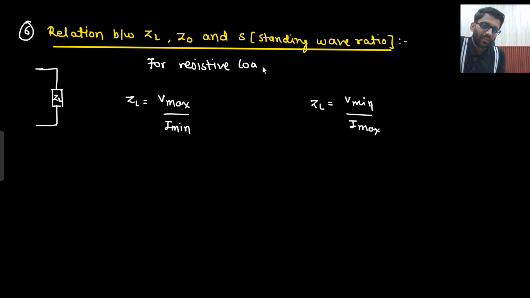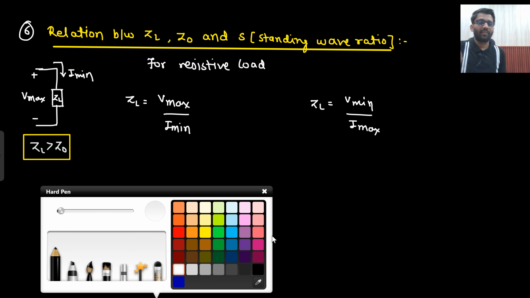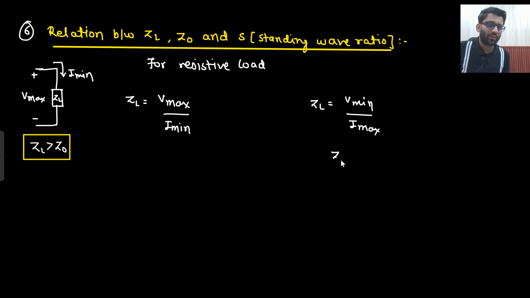This is applicable for resistive load only, because at resistive load only, at ZL you will get either V max or V min. In this case, what we were getting? V max and I min. Which case is that? ZL greater than Z naught. And for ZL less than Z naught, your voltage reflection coefficient was negative. If the voltage reflection coefficient was negative, that means at load you were getting minima.